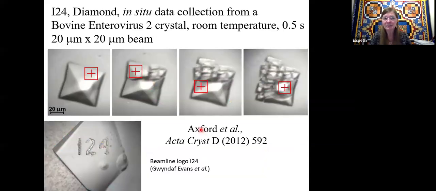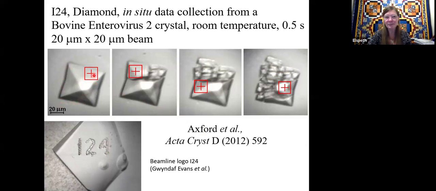If we put at room temperature a crystal into a third generation synchrotron beam, such as at the microfocus beamline at Diamond I-24, these crystals are in a tray, so they haven't been taken out of their plastic growth tray. You can see the crystals themselves are about 50 microns square. If we take two images here, we then move the tray and take two images here, while the bit that we've just irradiated breaks up. Then the second bit breaks up, and with persistence we can get from about 50 crystals enough images to actually get the structure of this bovine enterovirus.